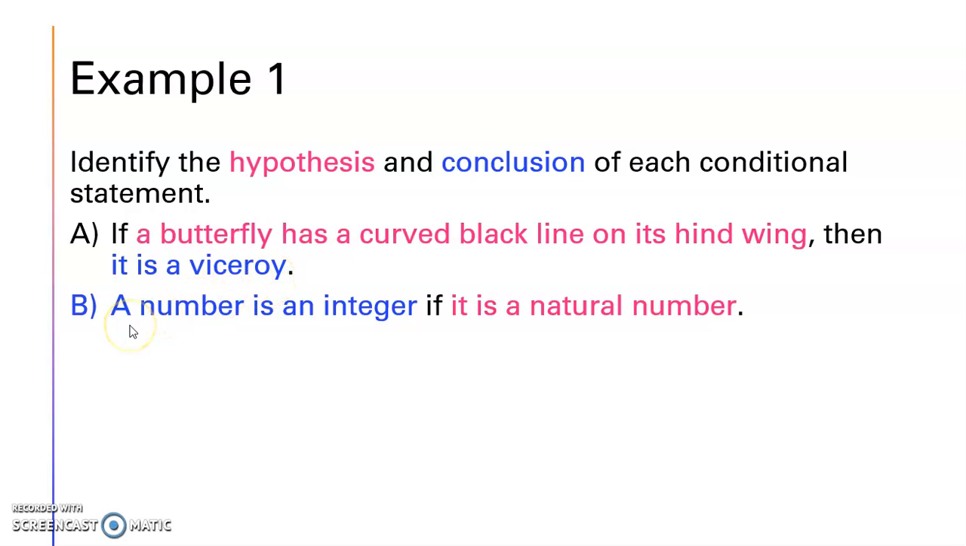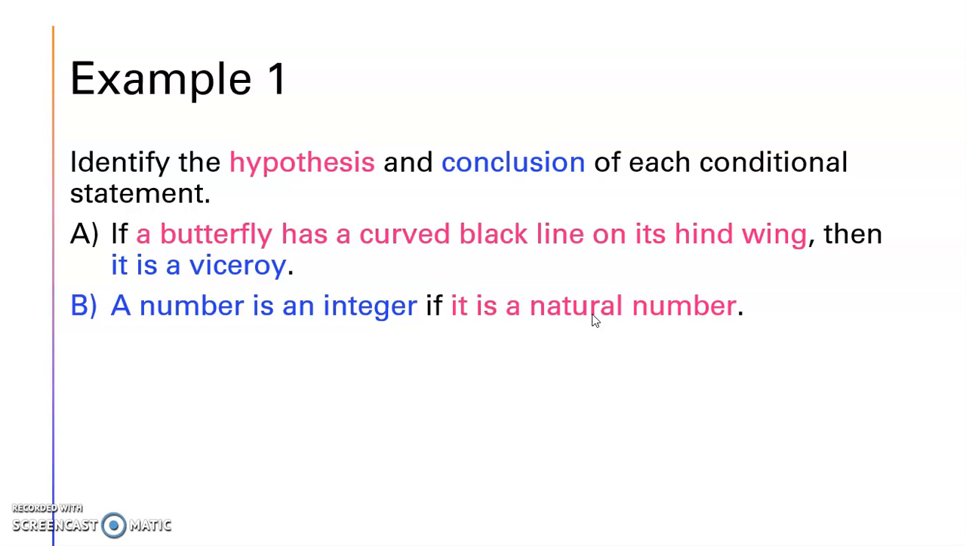Now, part B was a little harder because they didn't give the words if and then. So what you needed to do was figure out which part depends on the other one. So here we have, it is a natural number as our hypothesis, and the conclusion is that the number is an integer. Now this if kind of helped us a little bit because this follows it, so we know that's the hypothesis, but the word then was missing here.